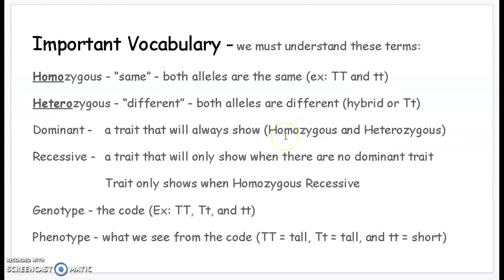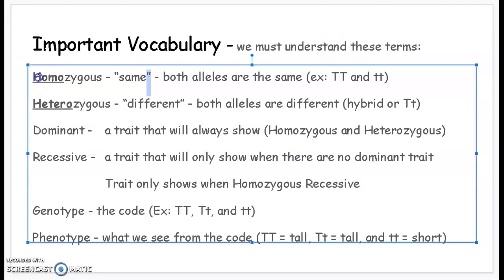Now, before we revisit the assignment, there are vocabulary words that you must understand in order to succeed in your assignment. The word homozygous, the word homo means same. That means that both alleles are the same. And so in the example I provided, 2 capital T's, that is homozygous dominant. So if they're both capital, they're dominant. 2 lowercase, that is homozygous recessive.